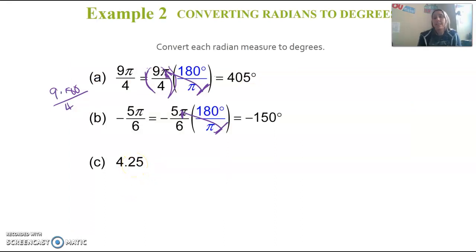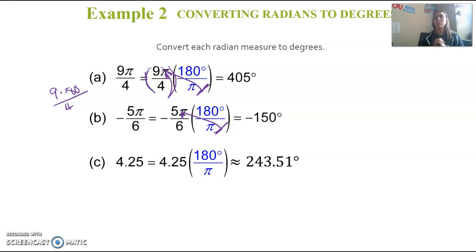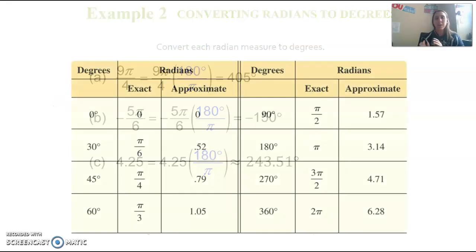Okay, I have just 4.25. Nothing's telling me what it is, so I'm going to assume that it's radians. So I'm going to type exactly what I see in my calculator: 4.25 times parenthesis 180 over pi, which again is second the caret key, which is right above the division sign, and I get roughly about 243.51 degrees. Okay, so that's converting back and forwards. We'll do some more practice with it.